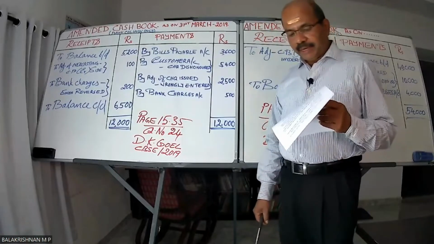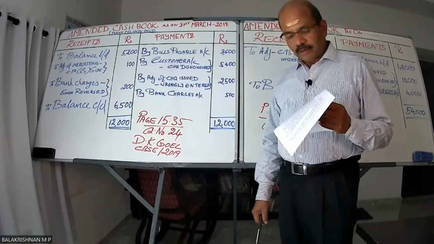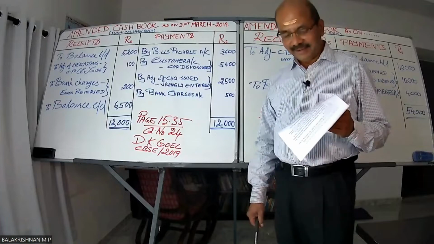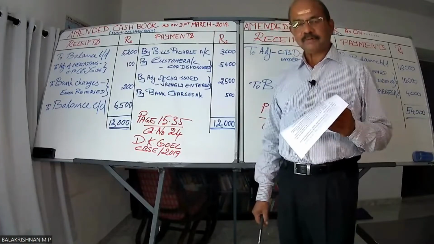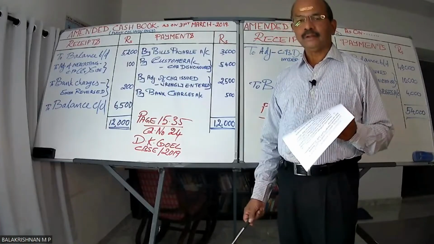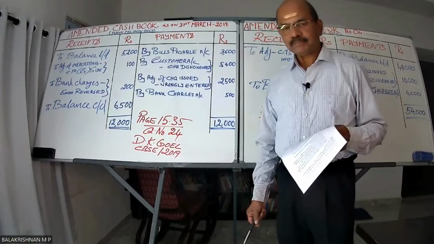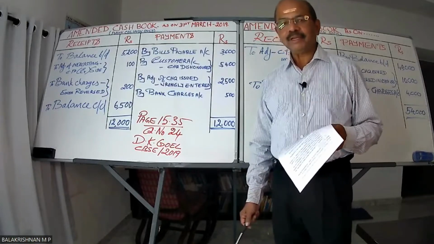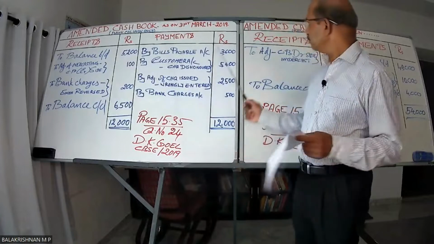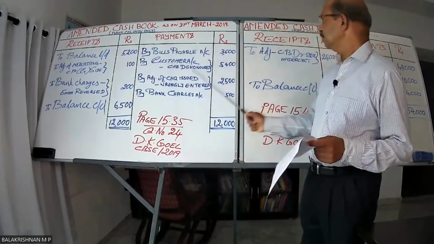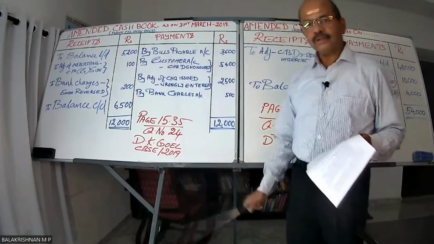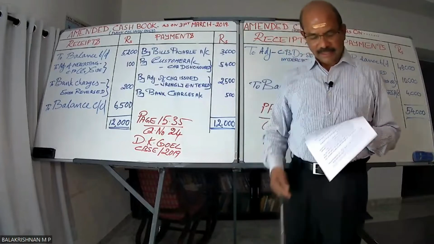No entry has been made in the cash book to record the dishonor on 28th March 2019. A check for rupees 5,400 received from a customer. When a check has been dishonored by a customer, the entry will be customer to bank, or bank by customer. I have shown here: check dishonored. That's all.